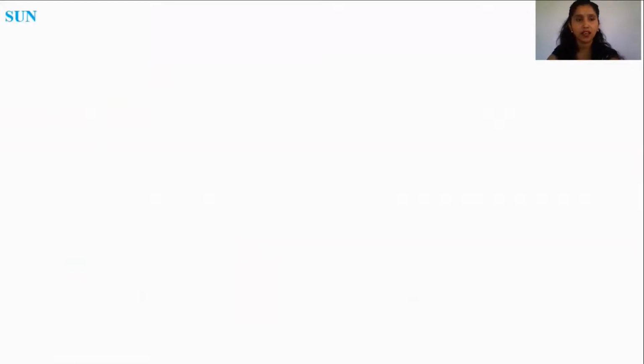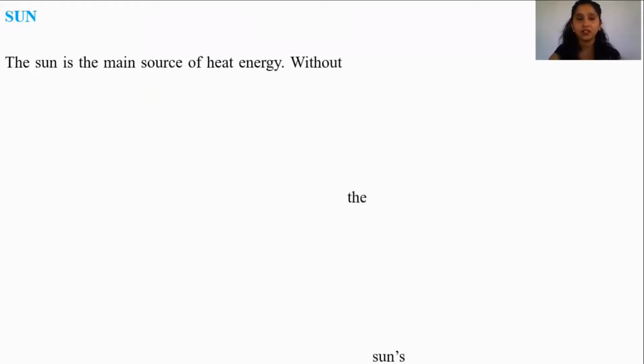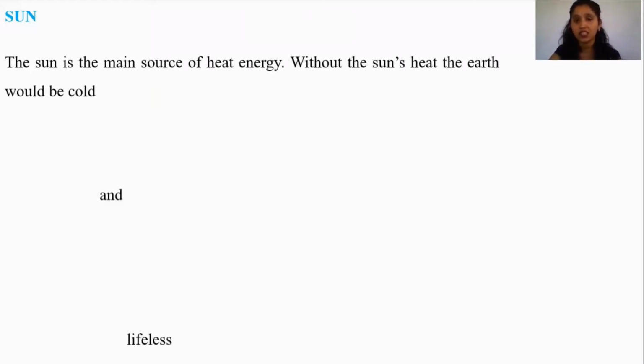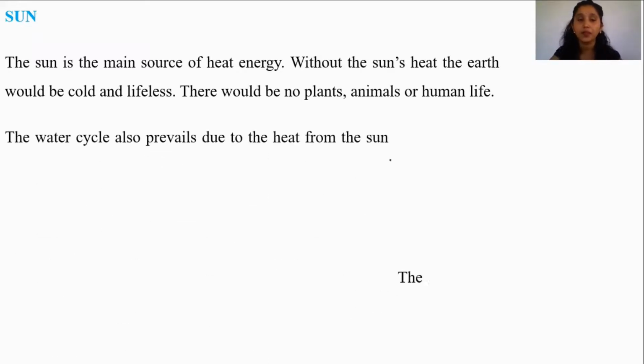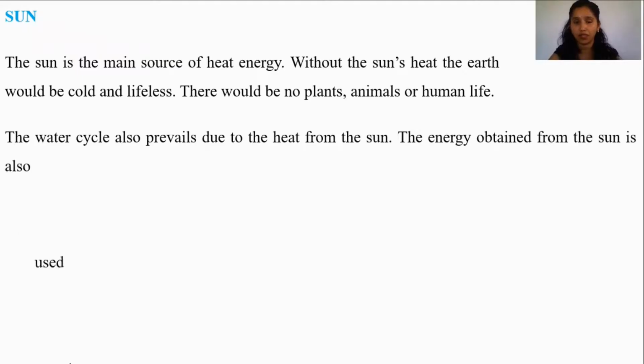Now, let us start with the sun. The sun is the main source of heat energy. Without the sun's heat, the earth would be cold and lifeless. There would be no plants, animals, or human life. The water cycle also prevails due to the heat from the sun.